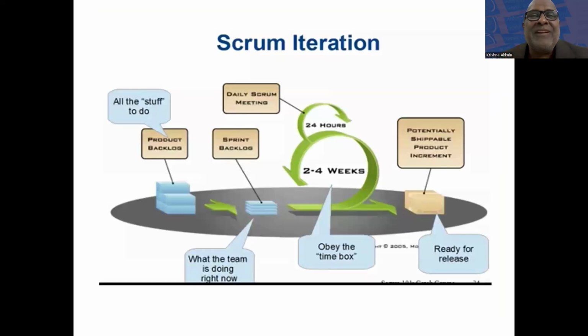This shows the Scrum iteration diagram. We can also call it a sprint diagram. There are some new terminology we can see: the product backlog, sprint backlog, and time box, and potentially shippable product increment and daily Scrum. So the product backlog, for the time being, let us think of as a master database.